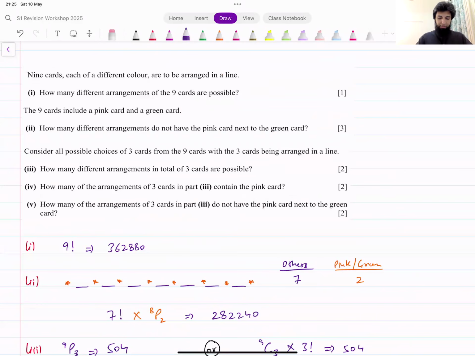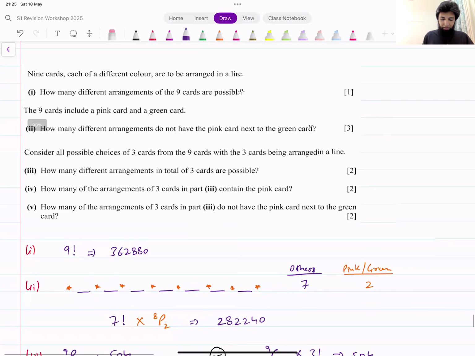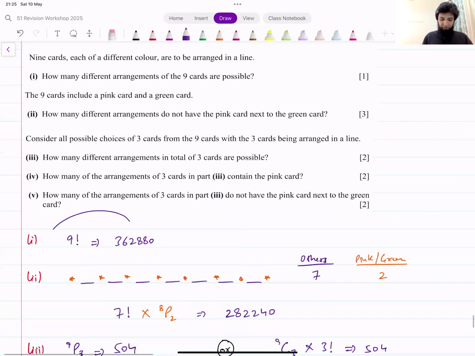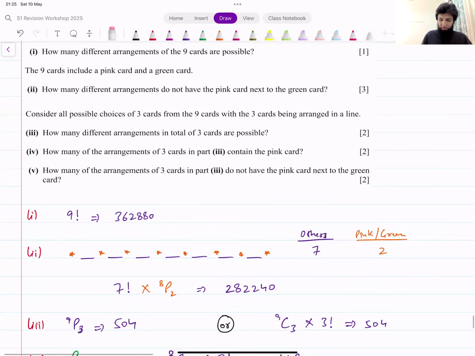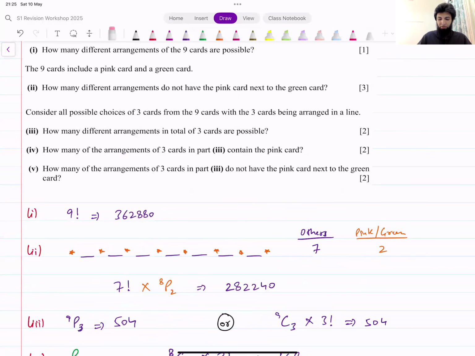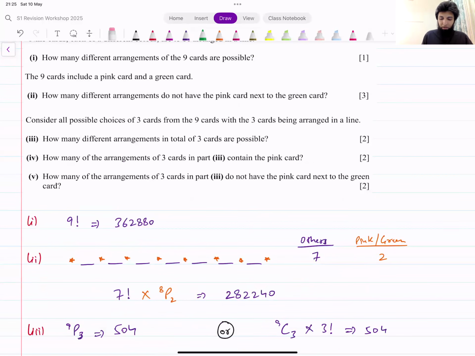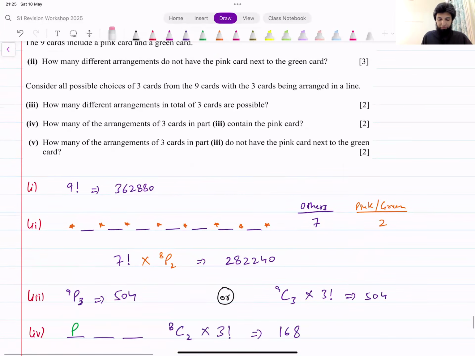So there are 9 cards, each of a different color. 9 cards, each of a different color. They are to be arranged in a line. How many different arrangements of the 9 cards are possible? And that's really straightforward. That's 9 factorial. How many different arrangements do not have the pink card next to the green card? You can use the dash and stars method or total minus together because you only have to separate 2. So both methods would work. You can do that as well. Just focus on the 3rd, 4th, and 5th parts.